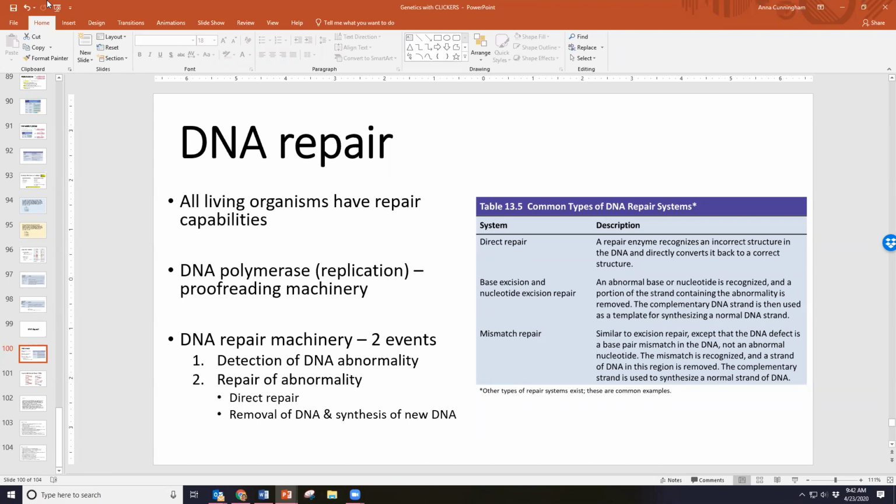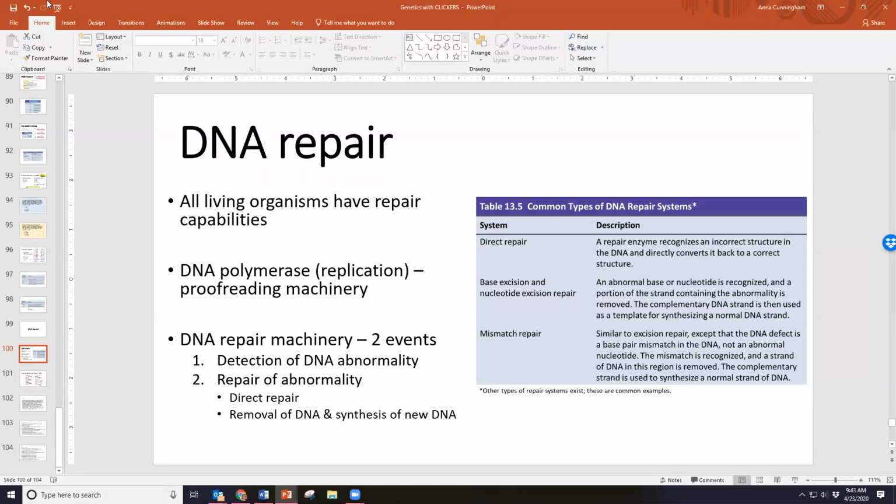And then it can also do what's called mismatch repair. Basically, it'll look at both strands of DNA, and like this table says, it's very similar to excision repair, but instead of directly recognizing via a sequence that it's wrong, it's looking at the complementary strand and saying, these don't match, right?